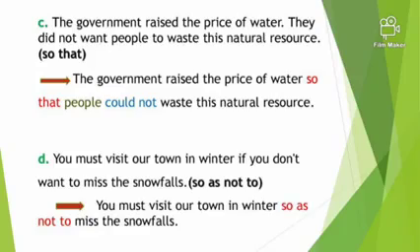D. You must visit our town in winter if you don't want to miss the snowfalls. So as not to. So in the negative form. You must visit our town in winter so as not to miss the snowfalls. So here we use so as not to plus verb, which is miss, and so that plus subject, verb, and object. Okay, so this is the difference between the two.